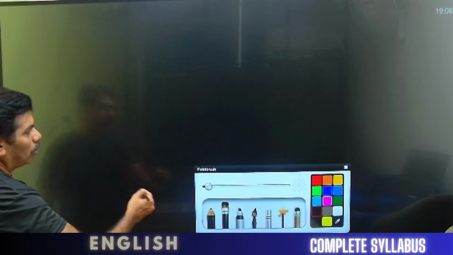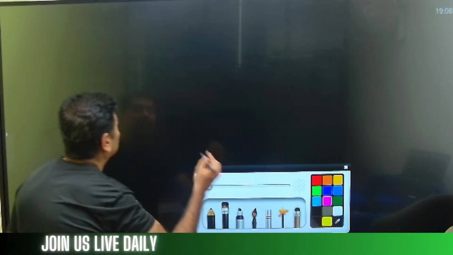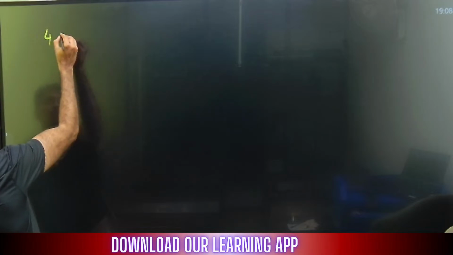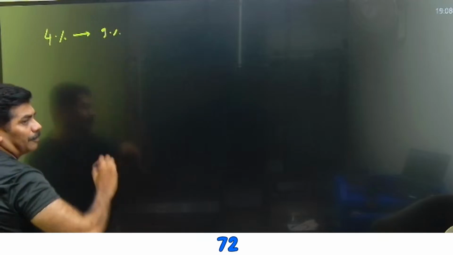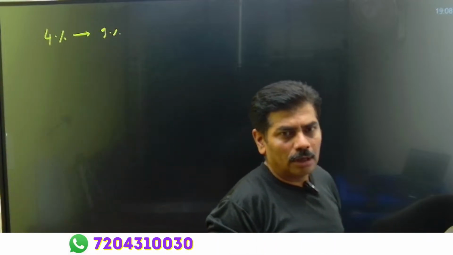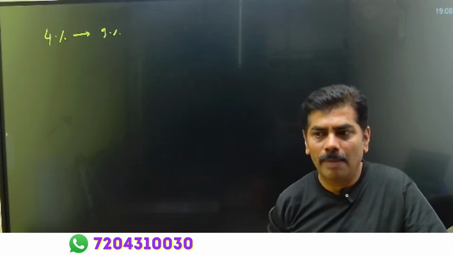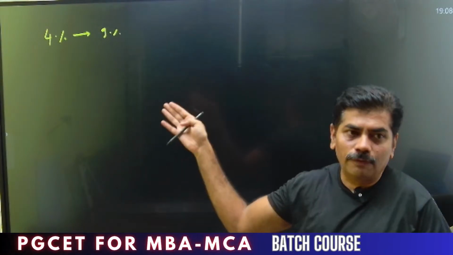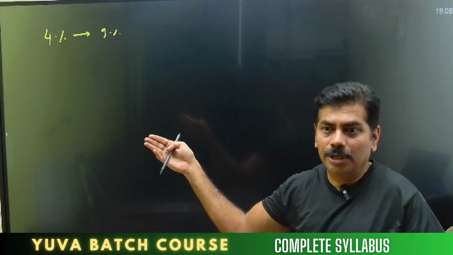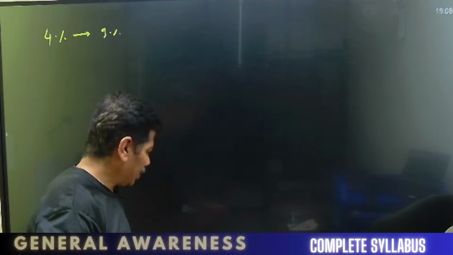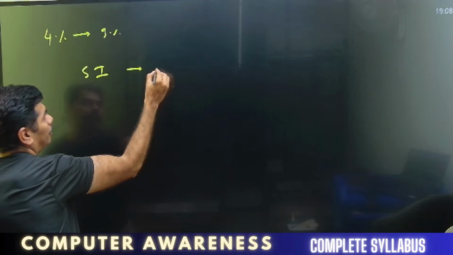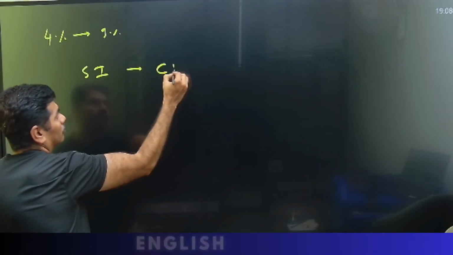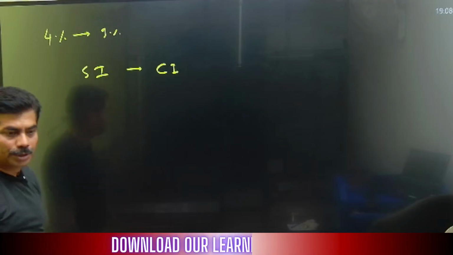a bank interest rate of, say, varying from 4% to 9%. Okay, in various institutions, in various banking systems, you will see this range of compound interest being given to you. Now the question arises, what is the difference between simple interest and compound interest? That is, what is the difference between SI and CI?